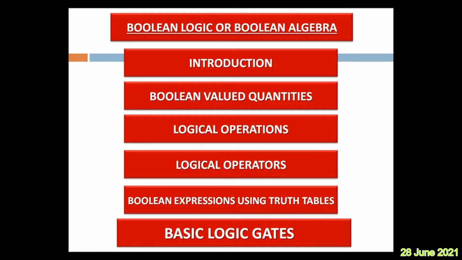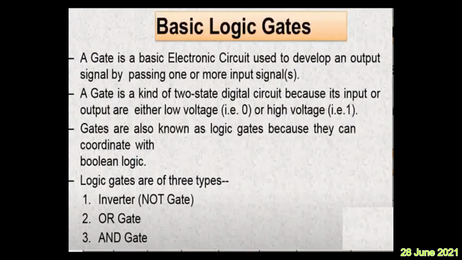There are so many logic gates. We will discuss first the basic logic gates, then we go for other logic gates using basic gates. Now, what exactly are the basic logic gates? A gate is a basic electronic circuit. What is the exact meaning of a gate? A gate is a basic electronic circuit used to develop an output signal by passing one or more input signals.